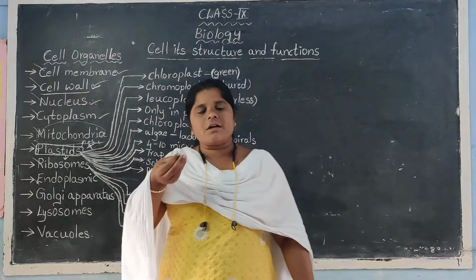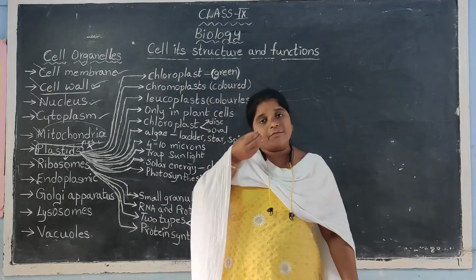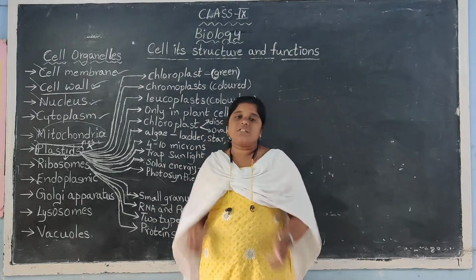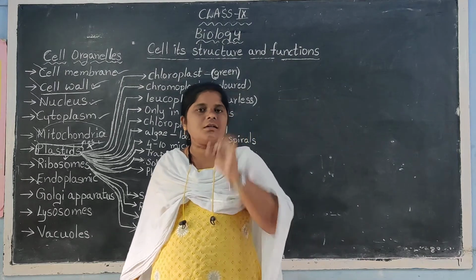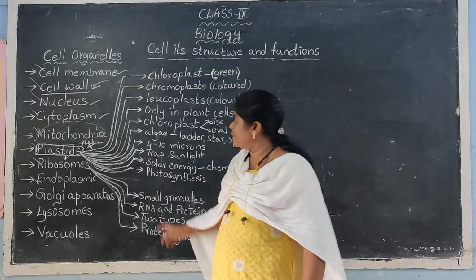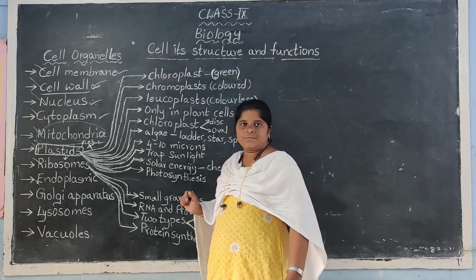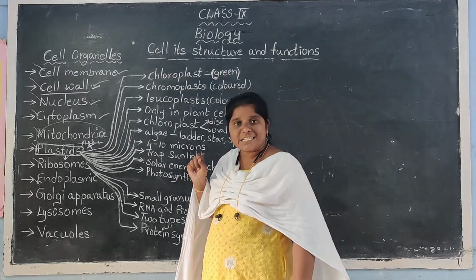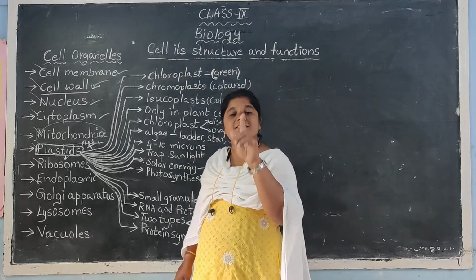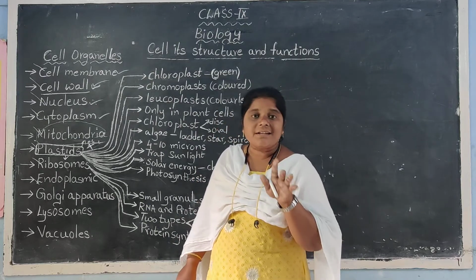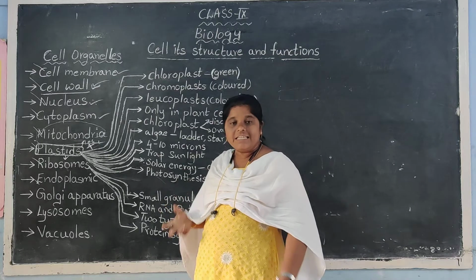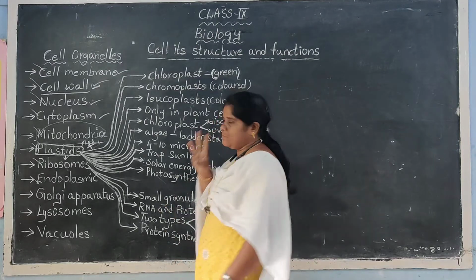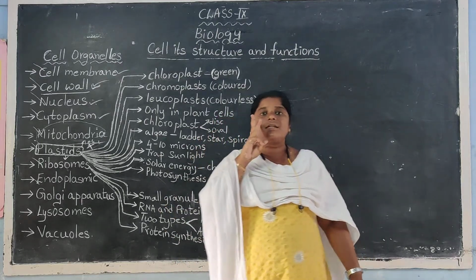If you take a rheo leaf and observe it under a microscope, you can find green colored structures, green colored granules in it, and they are nothing but plastids. Take it for granted that these plastids are present only in the plant cell but absent in the animal cell. Basically, these plastids are of three types.